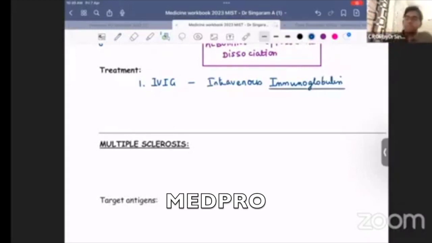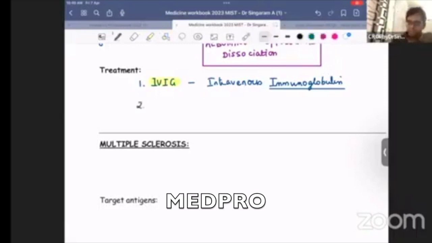If you give immunoglobulin to the patient, what happens? The body's immune system will get saturated with antibodies, and the body will not produce any more antibodies. So, automatically, the harmful antibody production also will decrease. Thereby, the symptoms tend to get resolved. Are you able to understand this? That's all. Nobody knows the exact mechanism, but this is what is proposed. IVIG is the treatment of choice in case of Guillain-Barré syndrome.